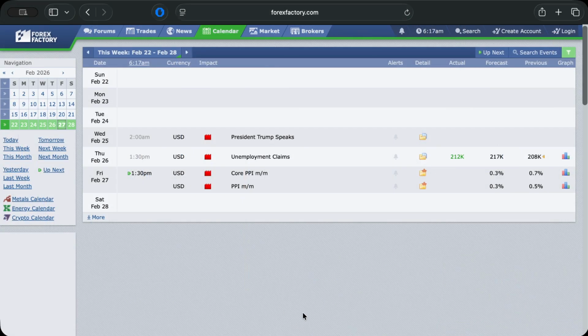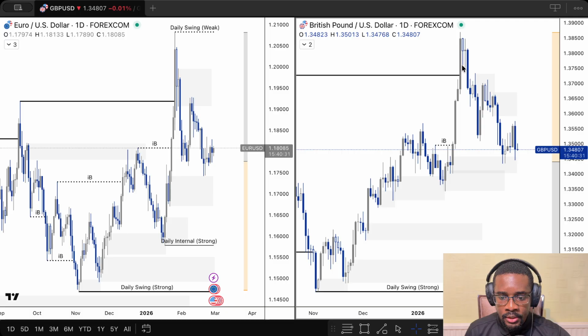Looking at Forex Factory, today is a Friday, and we have USD news, which is the PPI, core PPI. Okay, and that's all we have for today. So let's look at the chart and see what we can expect for today, as we also look at what happened yesterday.